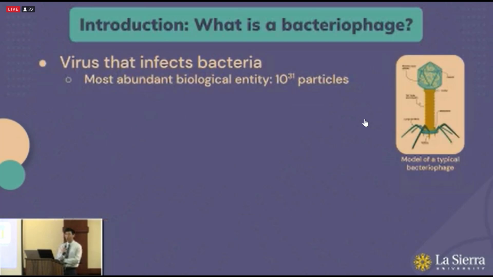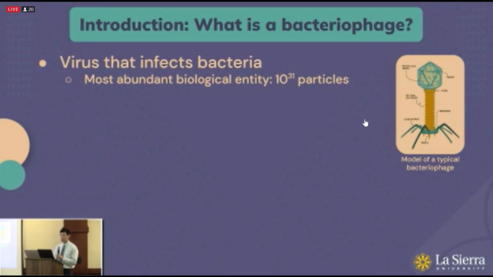So, what is a bacteriophage? Simply put, a bacteriophage is a virus that infects bacteria. Bacteriophage, or phage for short, are actually the most abundant biological entity in our world, with 10 to the power of 31 particles existing in the total phage genome. If you look over to the side, there's a model of a typical bacteriophage, and if you notice, it consists of this protein head that is connected to this tail, and at the end of the tail, there are these tail fibers. And these tail fibers are really important in the way that it infects bacteria.